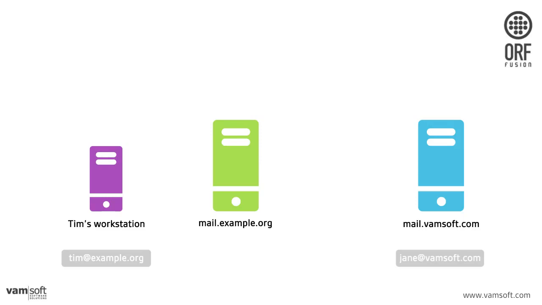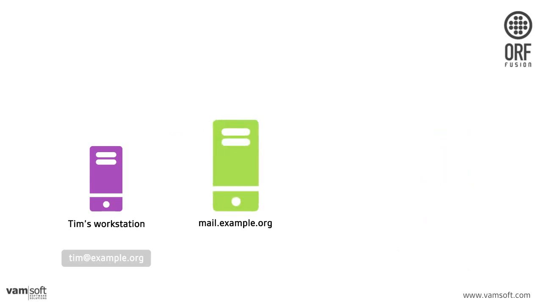However, if mail.vamsoft.com decides that Jane does not want Tim's email after all, it may reject the email during transmission. This will cause mail.example.org to generate a bounce report, also known as an NDR or DSN, and return it to Tim. Well, so much for the Friday date.